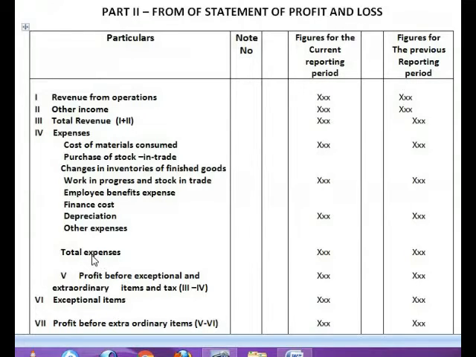Then the fifth item is profit before exceptional and extraordinary items and tax, which can be treated as profit before tax. That means we calculate the profit as total revenue minus total expenses. So we get profit before exceptional and extraordinary items and tax, or profit before tax. Here we get the profit from the total revenue minus total expenses, the third item minus the fourth item.